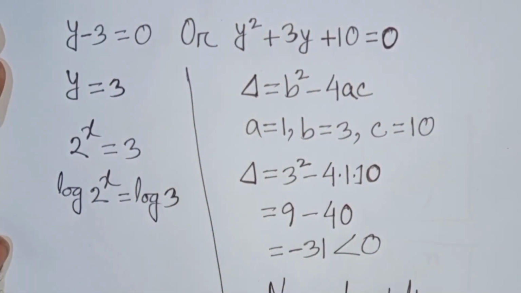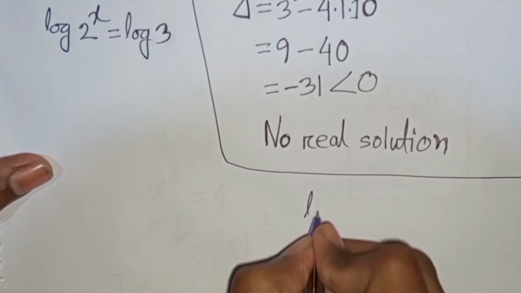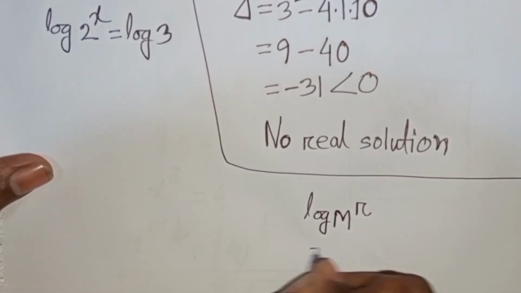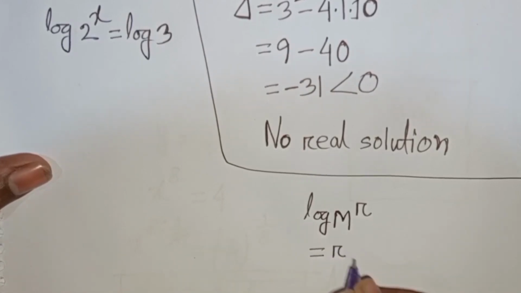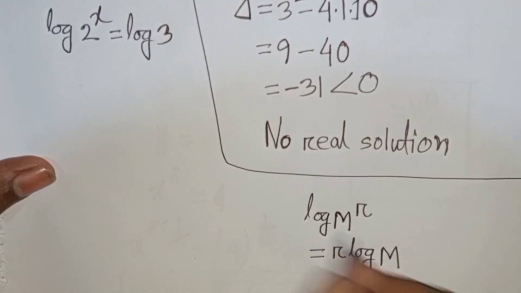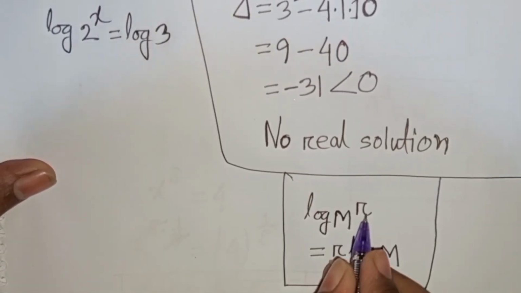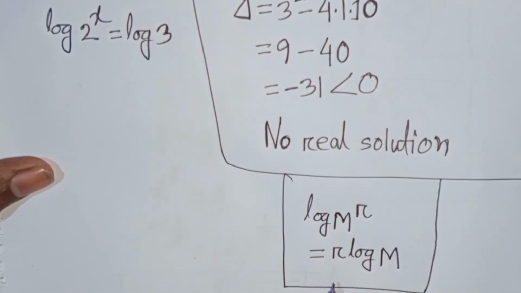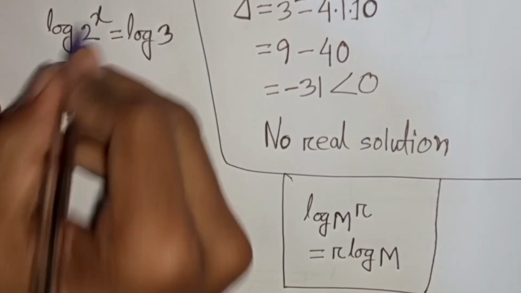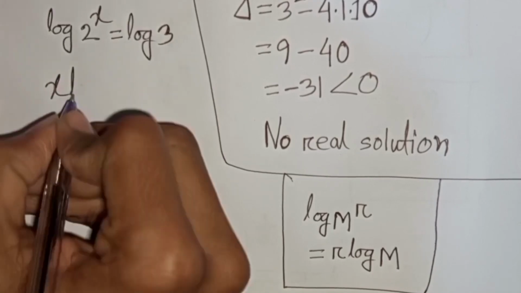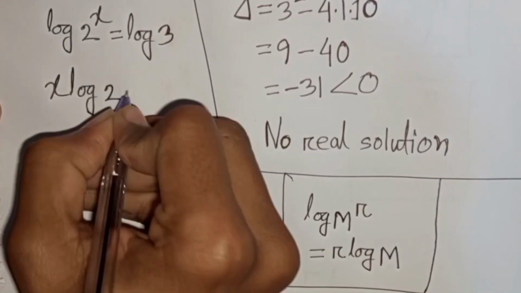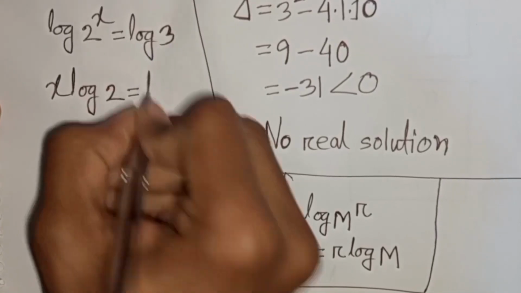Now here I can apply the rule that log m power r is equal to r log m. That means this power moves to the base. So according to this rule, you can compare here, this power x will move to the base. So you can write here x log 2 is equal to log 3.